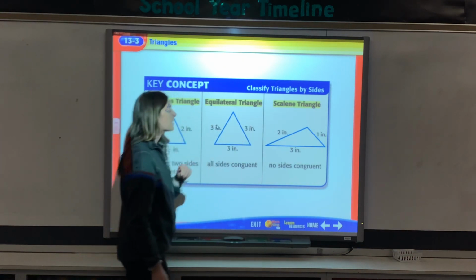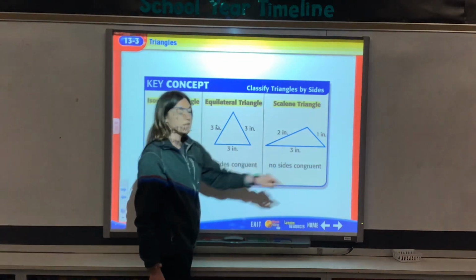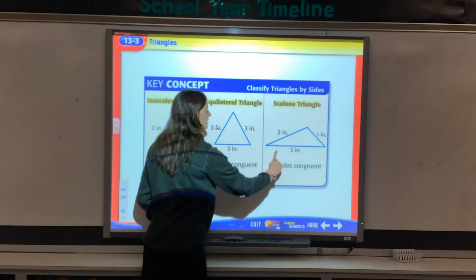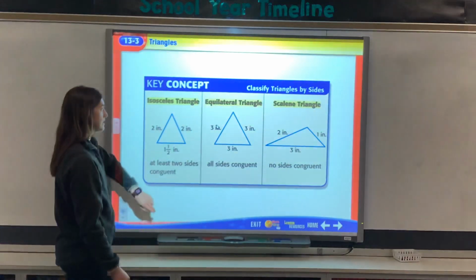Then we have a scalene triangle. In a scalene triangle, there are no congruent sides. So here this side is 1 inch, 2 inches, and 3 inches. So no congruent sides in a scalene.